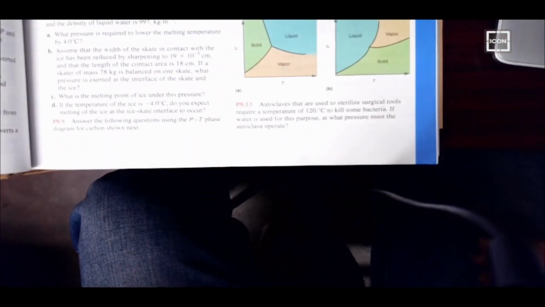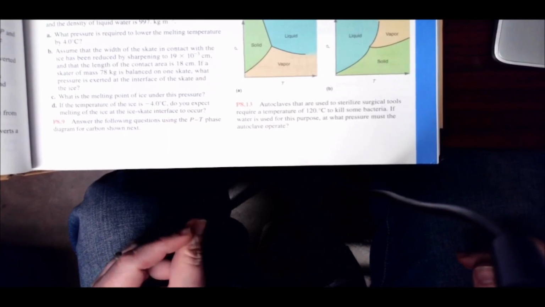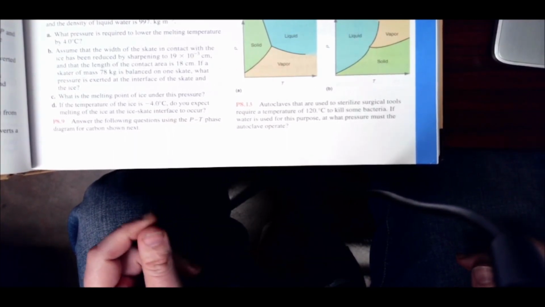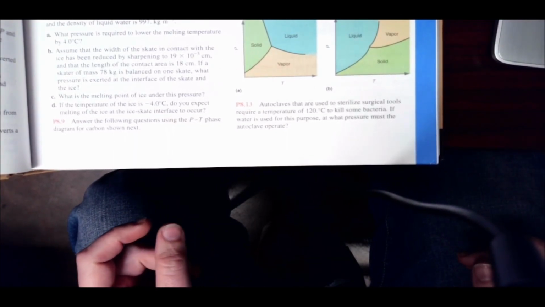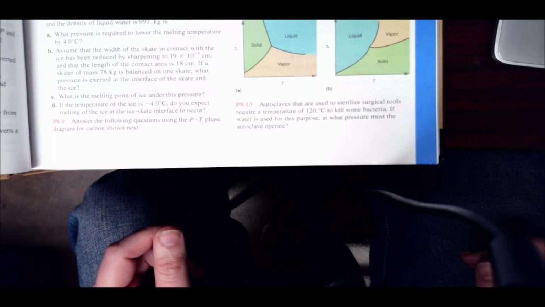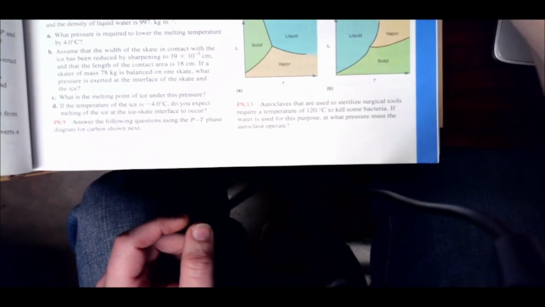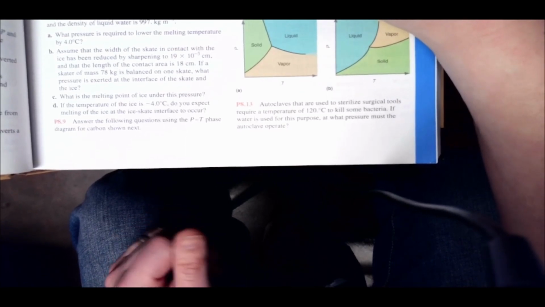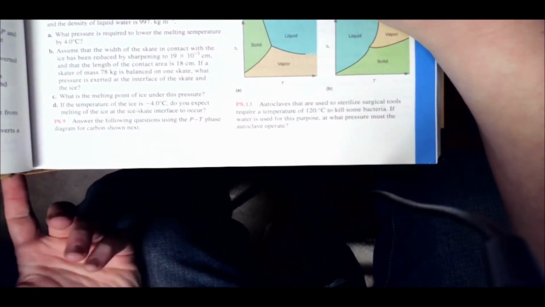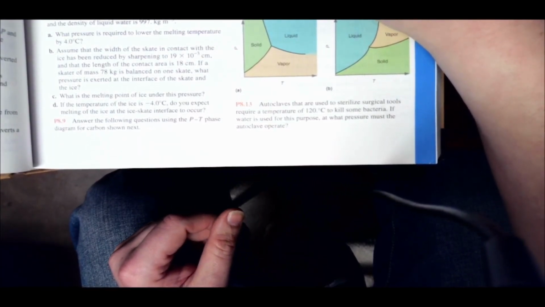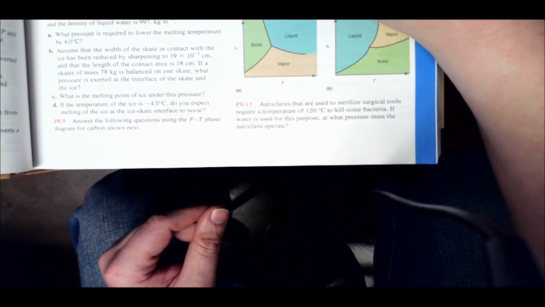Autoclaves used to sterilize surgical tools require a temperature of 120 degrees Celsius to kill some bacteria. Water is used for this purpose. At what pressure must the autoclave operate? So we're looking at what pressure it needs to raise the temperature of boiling to 120.